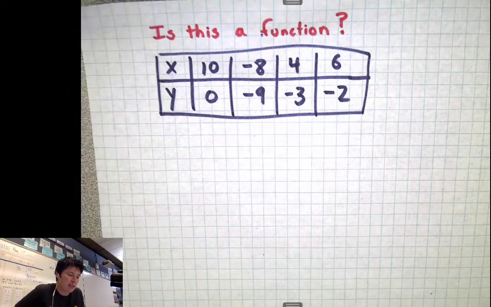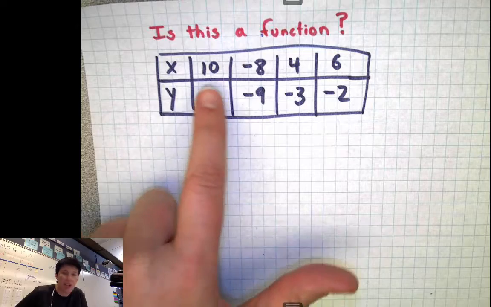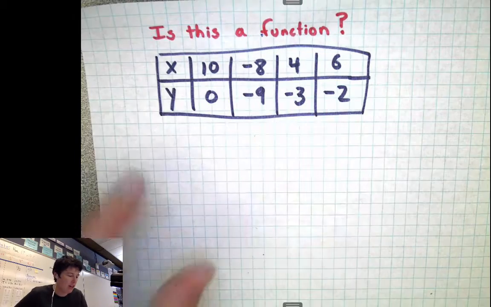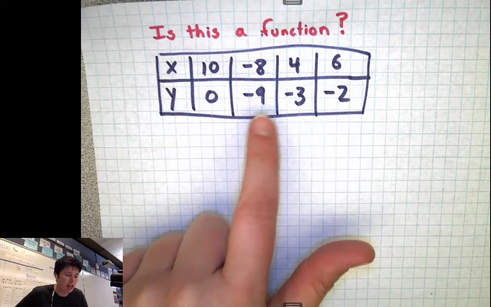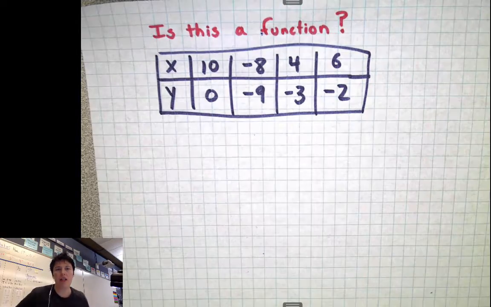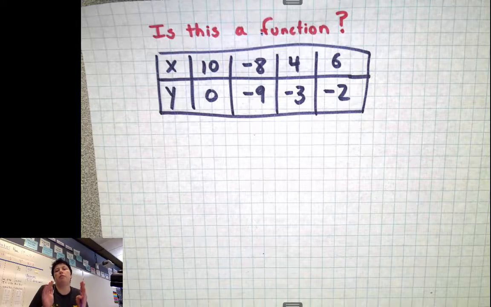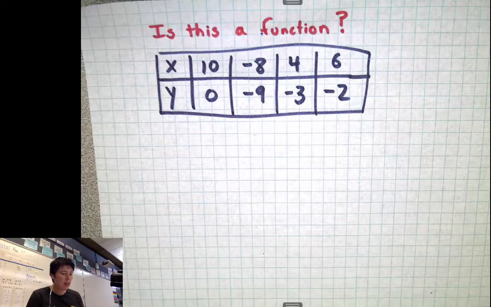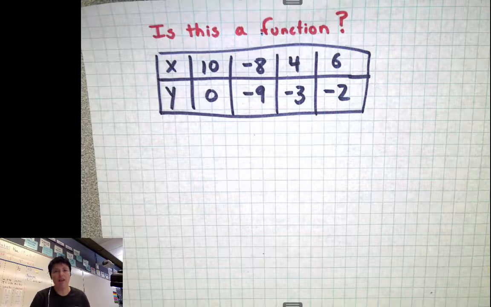The table has some sporadic numbers. We have x equals 10, -8, 4, and 6. And here are our outputs: 0, -9, -3, and -2. What we're going to work on in this video is how I can take this question from just answering it to going above and beyond and really stretching my brain so that I show a lot more of my thinking. So the question is, is it a function?